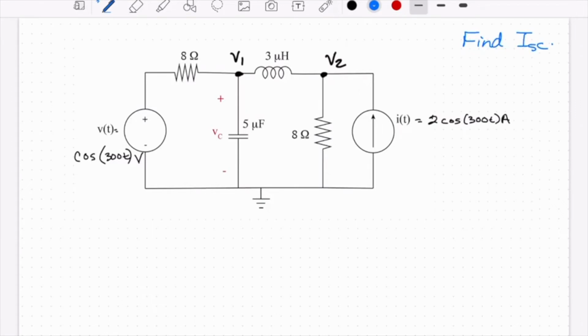If we're going to short circuit the capacitor, we're going to replace that capacitor with a wire. What that means is that V1 will now be equal to 0. It's kind of odd looking, but it's going to work if you just work the problem.